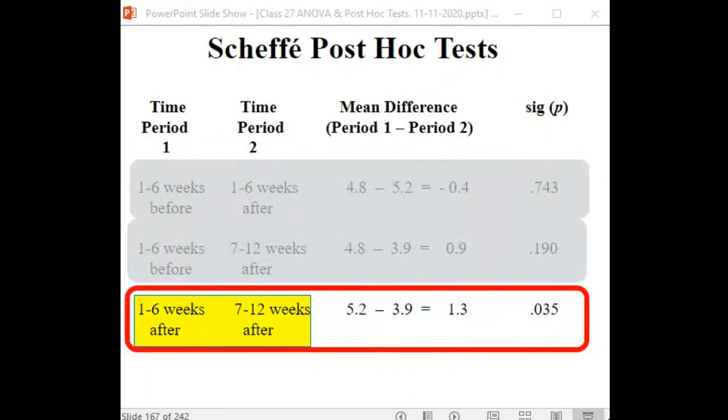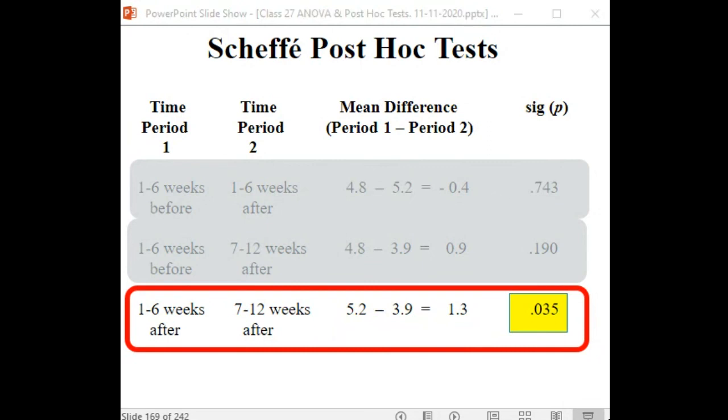So, for these groups, we calculate the difference between the means. 5.2 minus 3.9 equals 1.3. So the difference between these two means is 1.3. So what do you think? Is that difference big enough to be statistically significant?